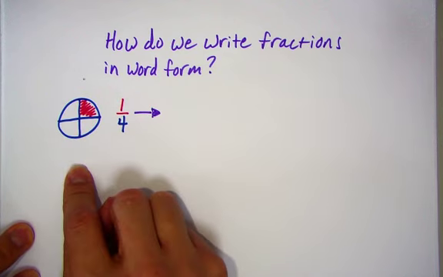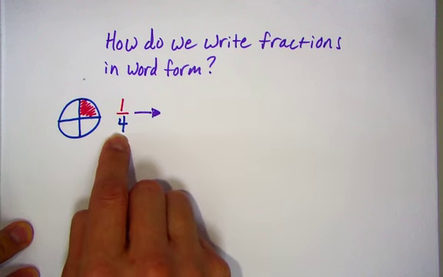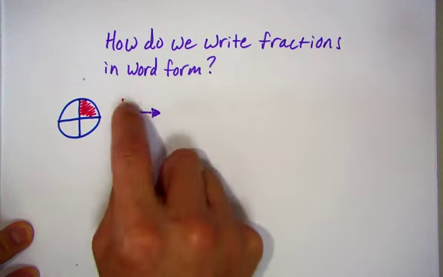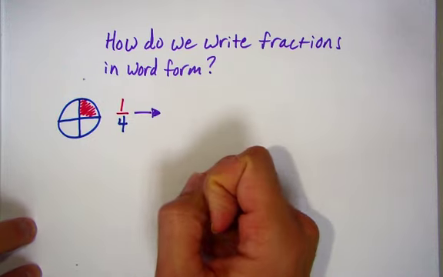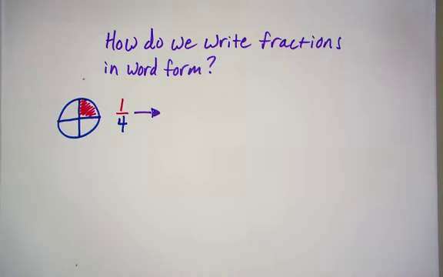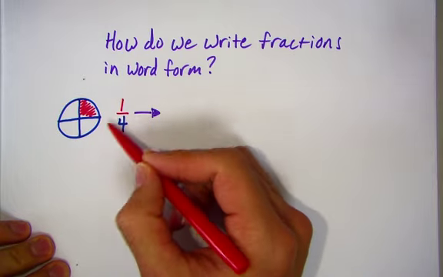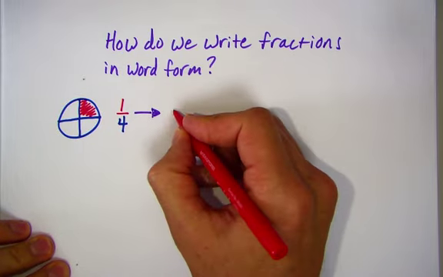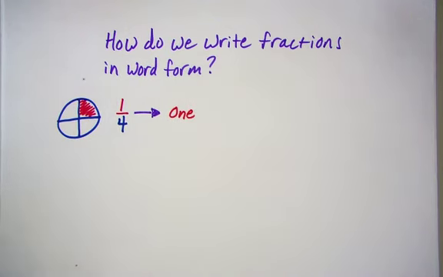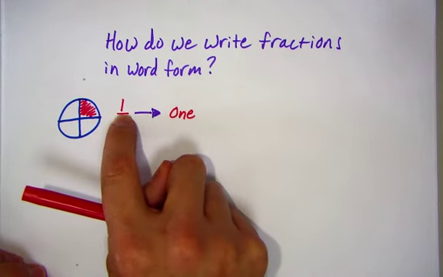First, I drew this cookie, and I broke up the cookie into 4 equal parts. That's why we have the denominator as 4. And I shaded the part that I have in red, and that's why we have a numerator as 1, 1/4. Now, how do we write that in word form? Well, we always start with the numerator first when writing fractions, just exactly how we say 1/4. We start with 1. The numerator always goes first, and we write it exactly how it sounds.